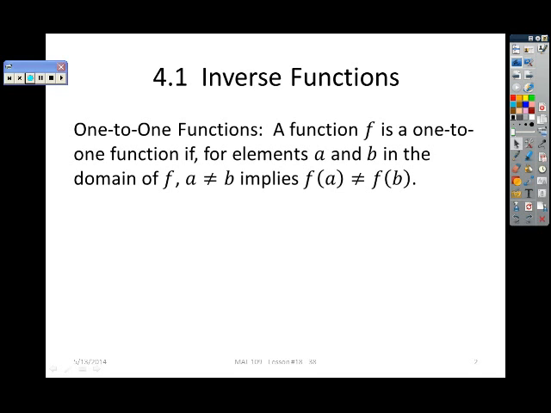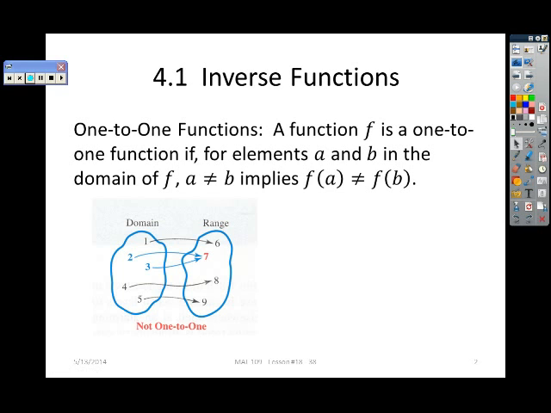A one-to-one function is one such that for every output, there's only one input. We didn't have that restriction on a function. We had a restriction that you couldn't have two arrows begin from the same point. Now we cannot have two arrows end at the same point.